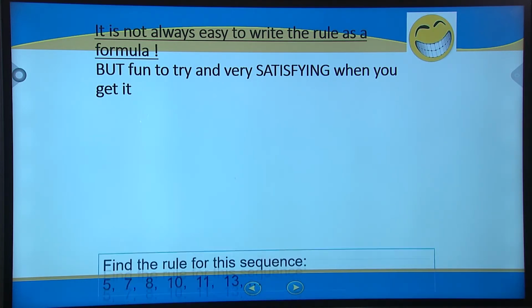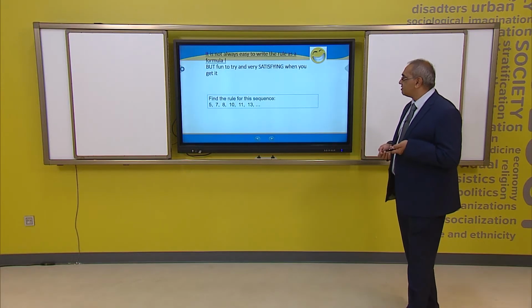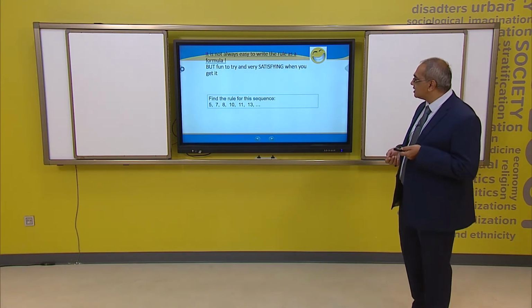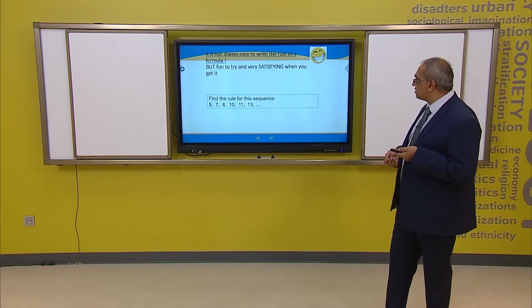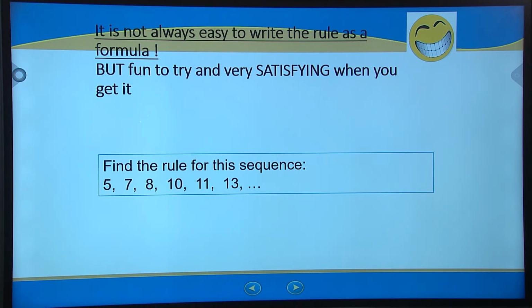Okay? Let's try a couple just to finish off. Find the rule for this sequence. And this looks really, really crazy. 5, 7, 8, then 10, 11, then 13. I think the next number should look like a 14, but I'm not sure. Right? So there doesn't seem to be anything obvious here. This first number we add 3, the second number we add 1, then we add 2, then it's 1, then it's 2. So it seems all over the place. To try and find a formula for that is not going to be easy.